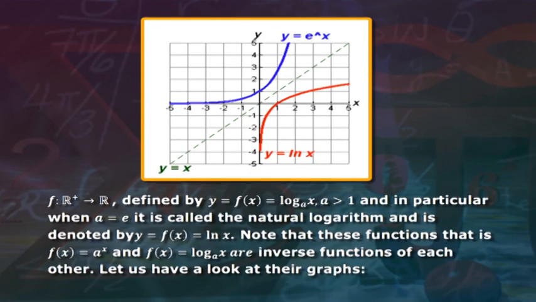f from R plus to R defined by y = f(x) = log of x to the base a, a greater than 1, and in particular when a = e, it is called the natural logarithm and is denoted by y = f(x) = ln x. Note that these functions, that is f(x) = a^x and f(x) = log of x to the base a, are inverse functions of each other. Let us have a look at their graphs.